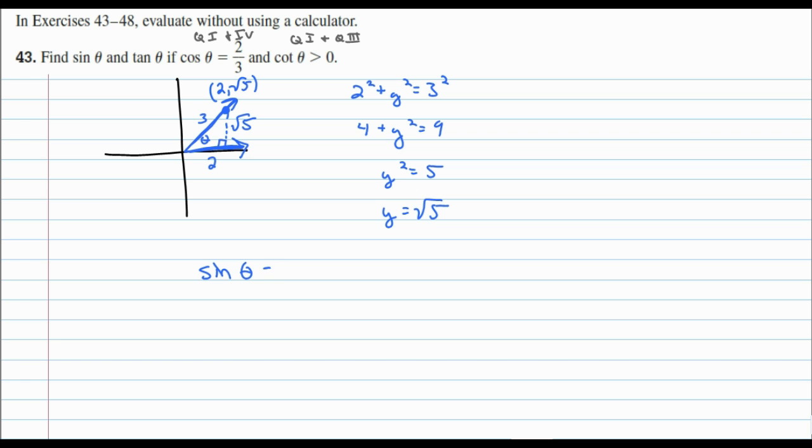The sine of theta is going to be the opposite over hypotenuse, so that's square root 5 over 3. The tangent of theta is going to be the opposite over adjacent, so square root 5 over 2.